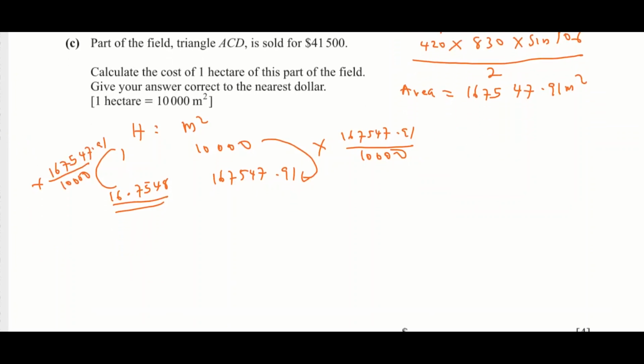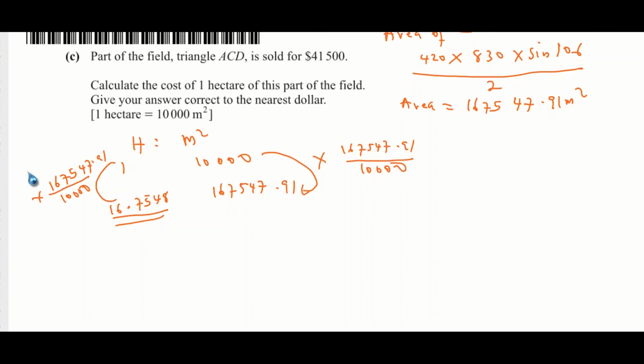So I can say that the area of triangle ACD equals 16.7548 hectares. That is what we have there.